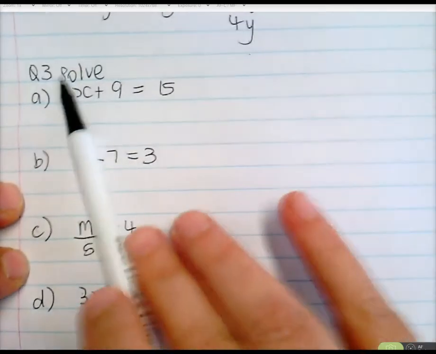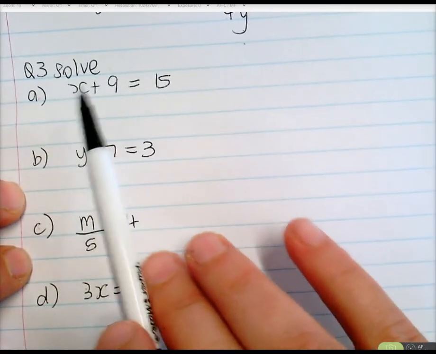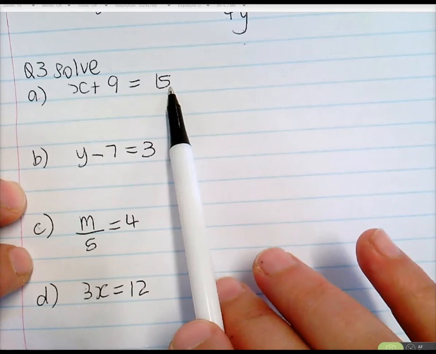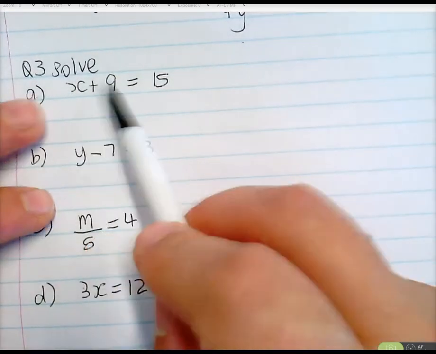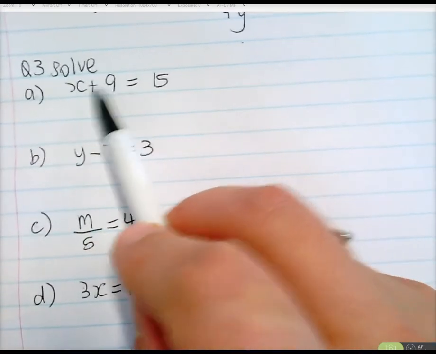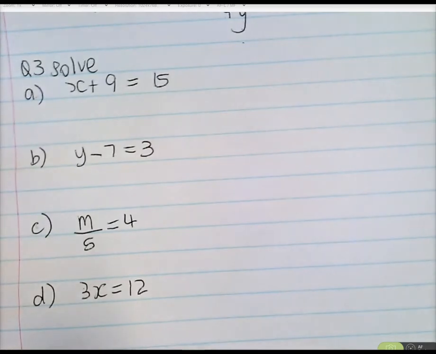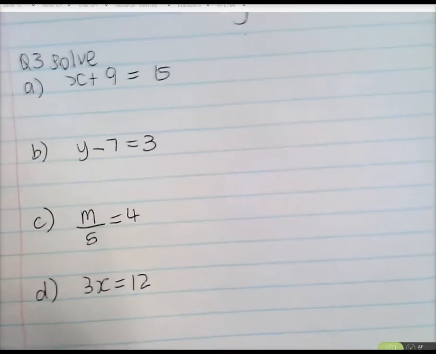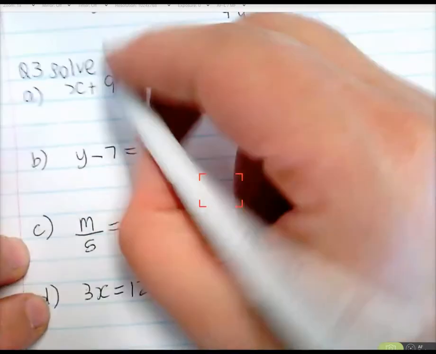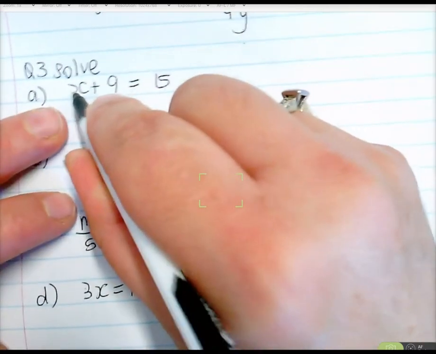The next bit. Solve the following: x plus 9 equals 15. So girls, you can do this by guessing, or remember we're trying to get the x on its own. So we need to move this plus 9 over to the other side. When you move this plus 9 over to the other side, what does it become? Minus 9.